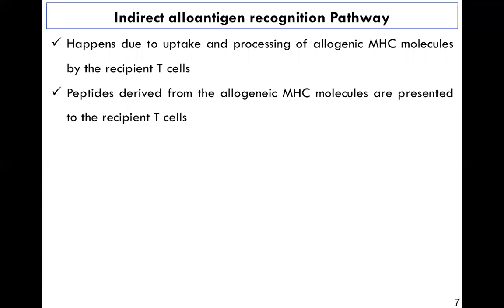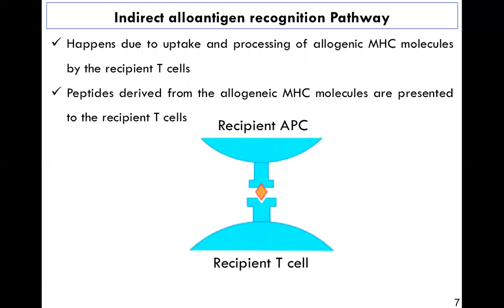And after the processing, we know that they will convert that into a peptide, the antigen peptide. Now those peptides derived from the antigen molecule are presented to the recipient T cells. Let's again try to understand with the simple animation here. We have a recipient T cell and a recipient APC, antigen processing cell. Now we have the antigen here. The antigen is already taken by the recipient APC, then processed into the peptide, and that peptide is recognized by the recipient T cells.